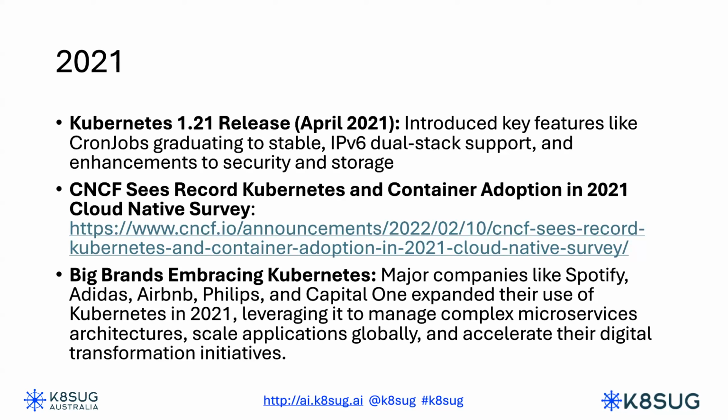But there were also a lot of things that happened at that time. Kubernetes 1.21 was released in April and came with quite a few interesting features like cron jobs, which were already present but graduated, support finally for dual stack IPv6 and IPv4, and some enhancements on security and storage. There was also a huge adoption of Kubernetes and cloud adoption.